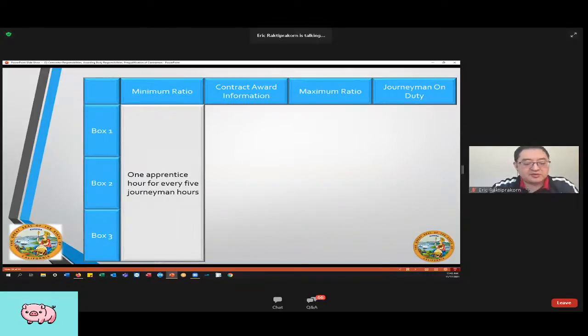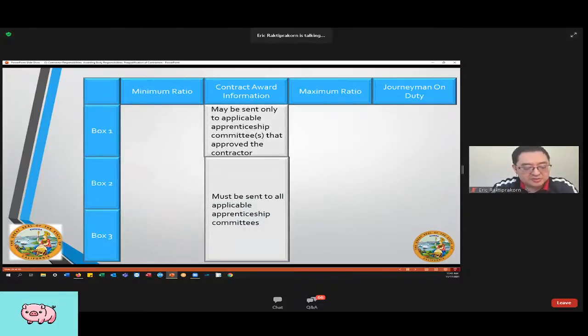So here we have a helpful visual that explains how requirements are affected based on which box you select on the DS-140 form. So for minimum ratio, you must meet the minimum ratio of 1 apprentice hour to 5 journeyman hours, regardless of which of the boxes you select. For DS-140, that's the contract award information. If you select box 1, you should send your DS-140 to that applicable apprenticeship program that approved you. For boxes 2 and 3, you send your DS-140 to all applicable apprentice programs within the geographic area of your project site.